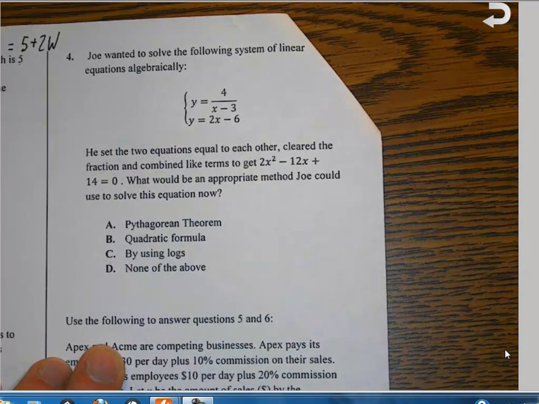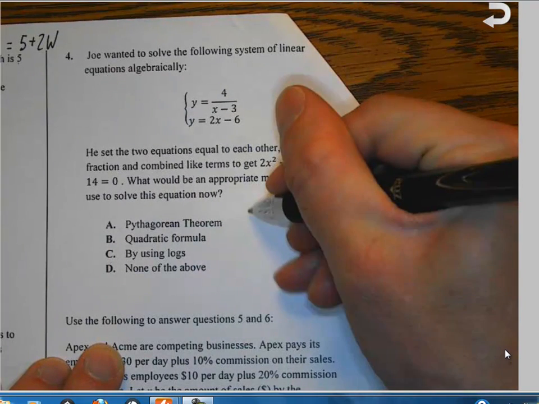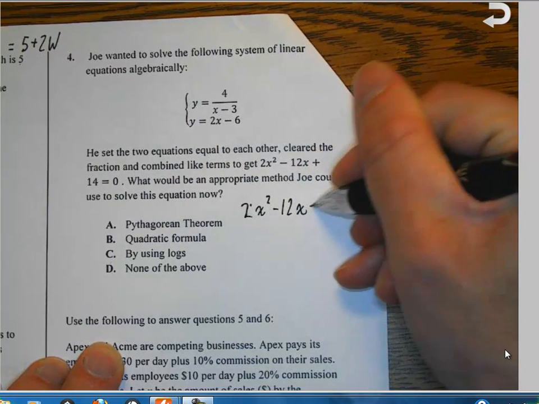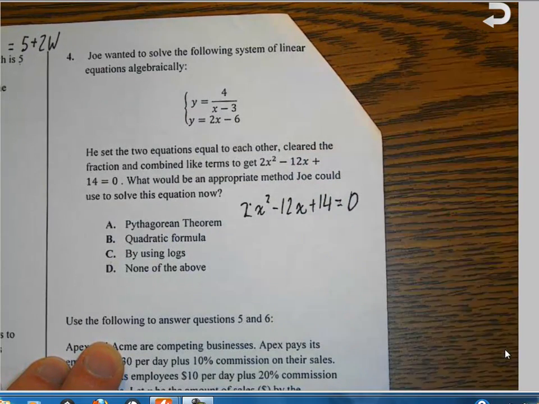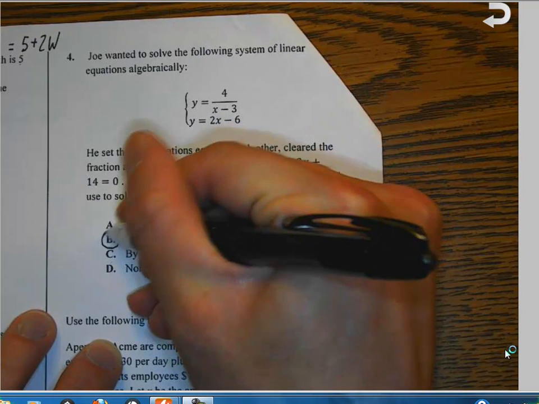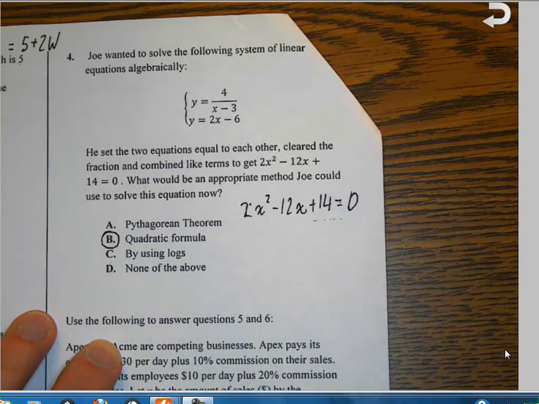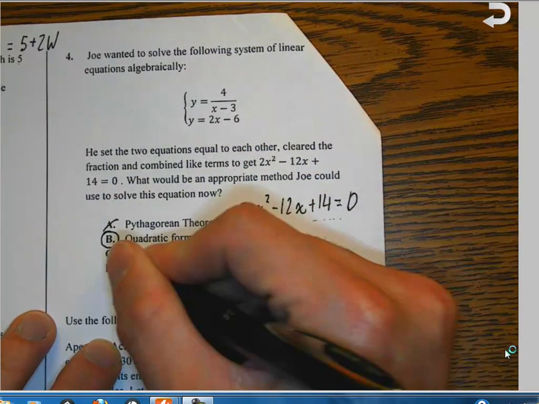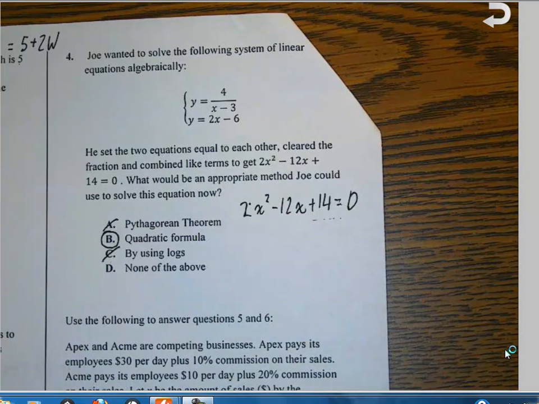Well, you recognize that you actually have a quadratic equation. Again, it was 2x squared minus 12x plus 14 is equal to 0. And you recognize, oh, this is a second degree trinomial. This is a quadratic. And so to solve this, you would use the quadratic formula. You very clearly would not use the Pythagorean theorem. It's not a right triangle. And you would very clearly not use logs because you don't have an alternate number base. So that was fun. Again, this was an example of, hi, do you know what you're looking at?